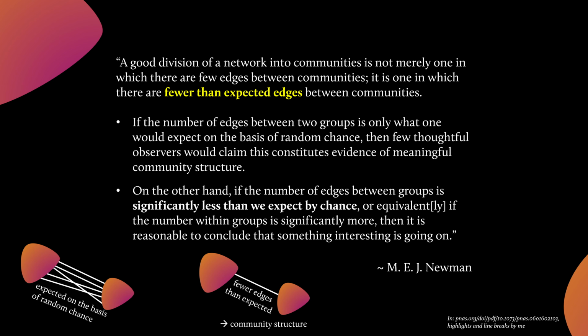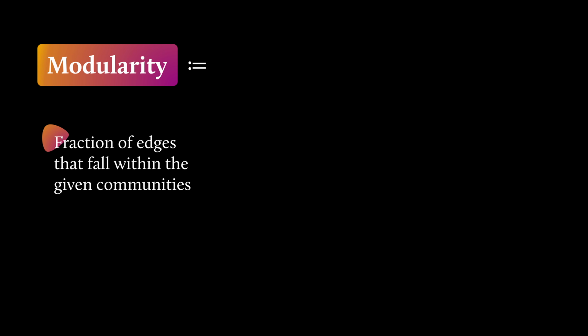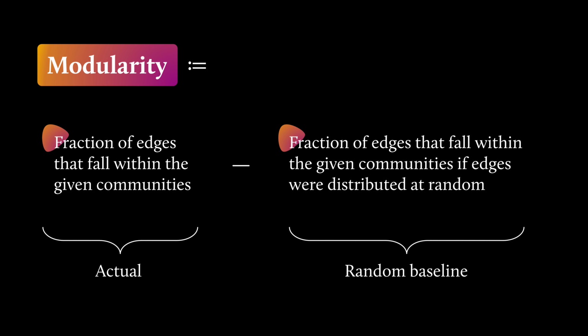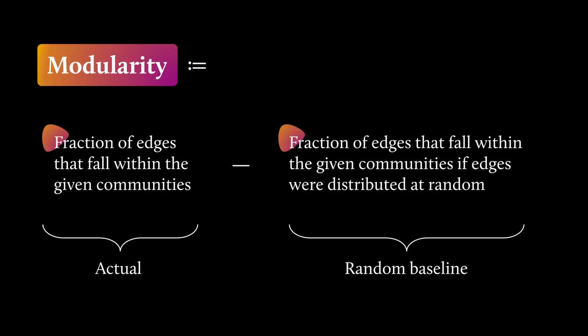So the main point here is that we should compare to a random baseline. But do we have to throw away our previous metric we made in sweaty handwork? Luckily, no. We want to compare to a random baseline. So we still need to know the actual fraction of edges within communities and compare that to the expected fraction. The new metric is called modularity, defined as the fraction of edges that fall within the given communities minus the fraction of edges that fall within the given communities if edges were distributed at random. So we compare the actual numbers we observe with a random baseline.